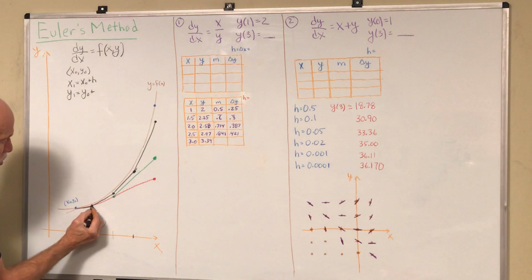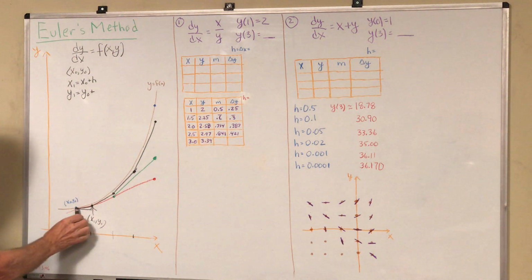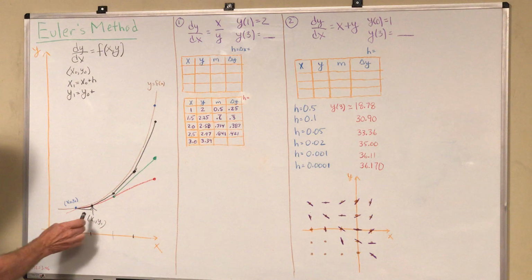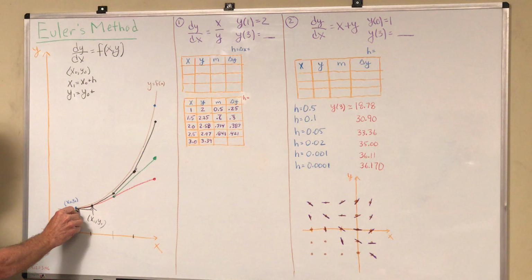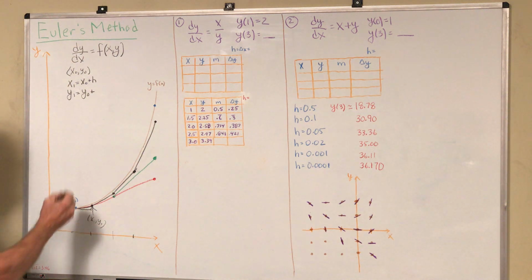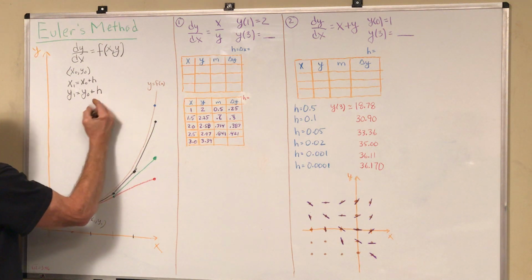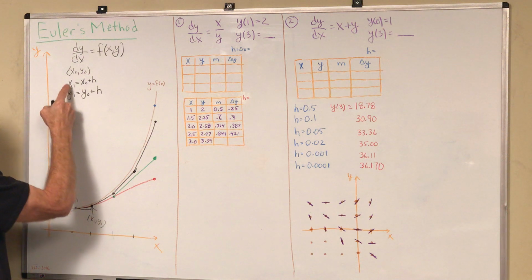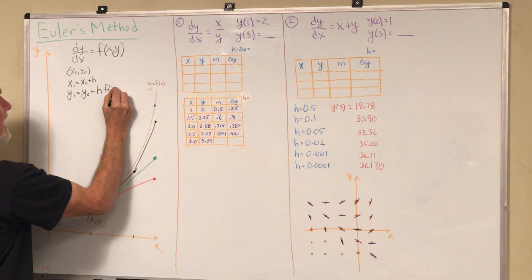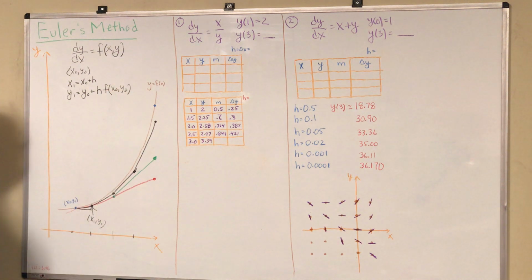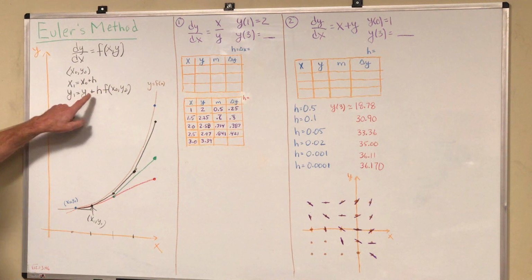Now, how do we get the new y value? You're going over this much, but then you're going up. You're following the slope. So the slope is the change in y over the change in x. So that means the change in y is the slope times the change in x. So h times the slope, and what would the slope be at this point, x0, y0? It'd be f of x0, y0. So the slope times the change in x gives the change in y, so that gives us our new y value.